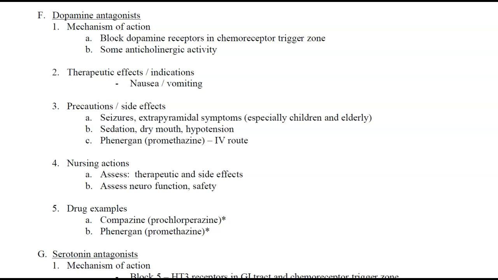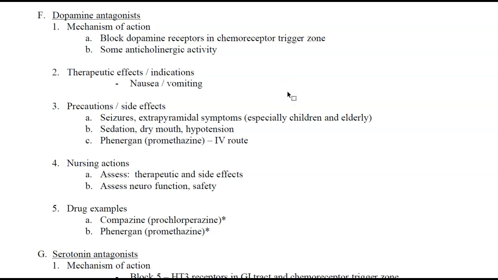Also, when administering the medication intravenously, we have to make sure that the concentration is appropriate, because it can cause severe vascular complications and can cause tissue death or tissue damage in the area of injection. Some nursing actions include assessing for therapeutic effects and side effects. Because of the side effects and the mechanism of action of these drugs, we need to assess neurofunction, and safety assessment is also very important.